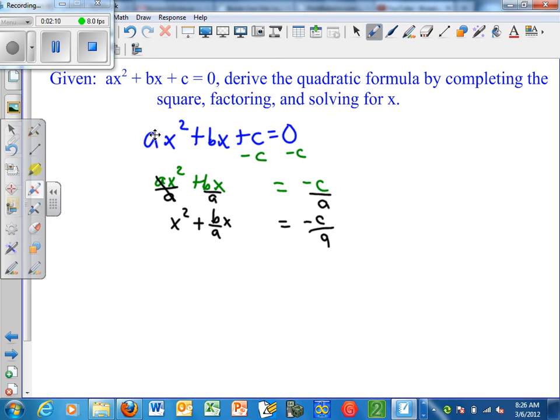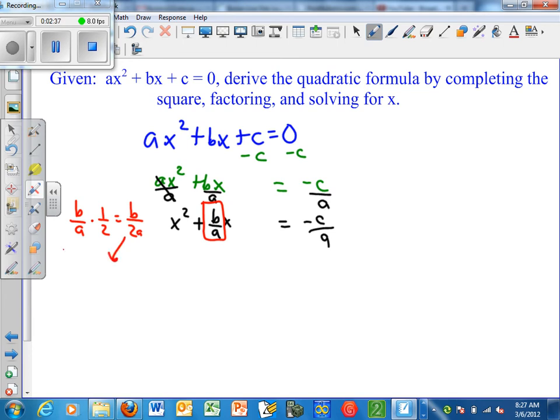Now, if you remember completing the square, you look at this value right here, which is b over a, and you take half of it. So off to the side, I have b over a, which is the coefficient of the x term. I'm going to multiply it by a half. b times 1 is b, a times 2 is 2a. So half of b over a is b over 2a.